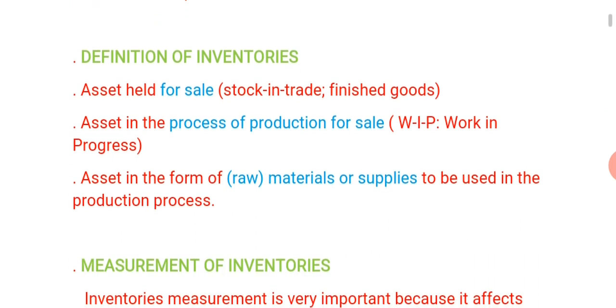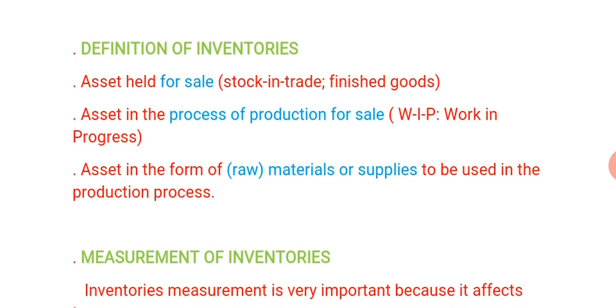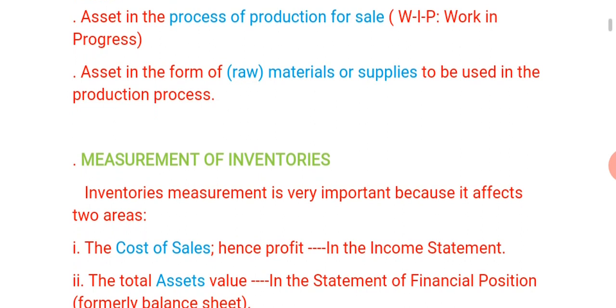So we are done with the three areas of the definition. They are not three definitions now. The three of them are in one, just like three in one, not three separate together. When you are giving the definition of inventories, you give the three of them together. Then we'll move over to the measurement of inventories.